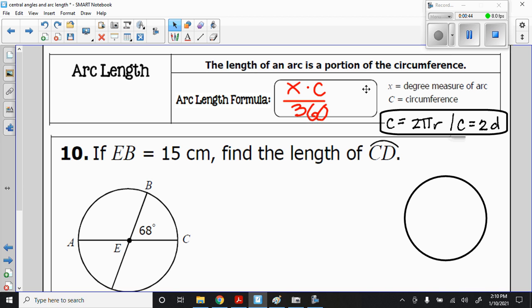So let me tell you the difference between an arc length and a measure of an arc. An arc length would be, let's say we have a tire here. I take a piece of string, I tie it to the top of the tire, and I wrap the string all the way around the tire. That's a circumference.